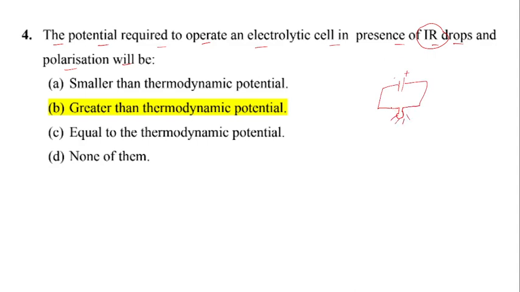If you measure the potential from here to here, there will be a potential difference. Why? Because energy is consumed here. Similarly, suppose it is not a bulb, it is simply a resistance. Just a minute.